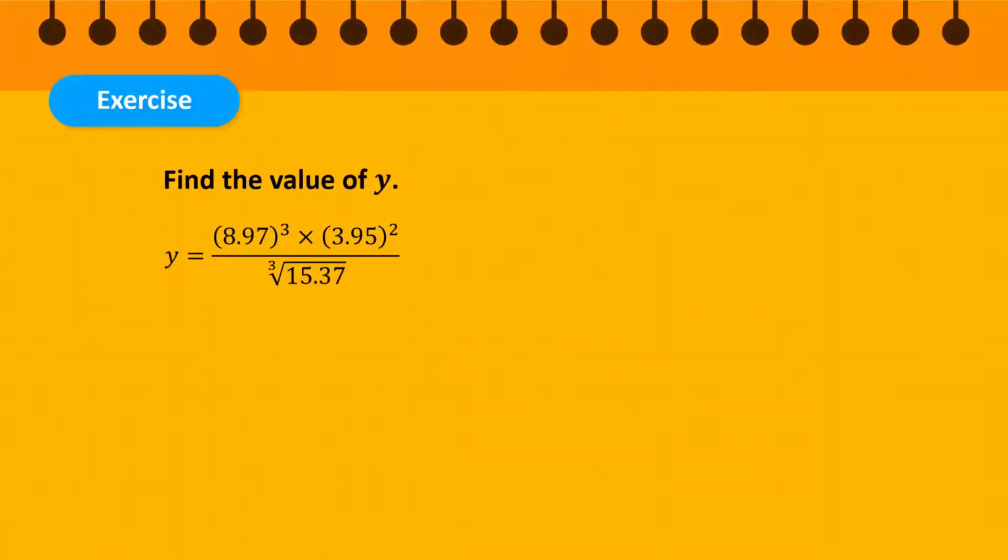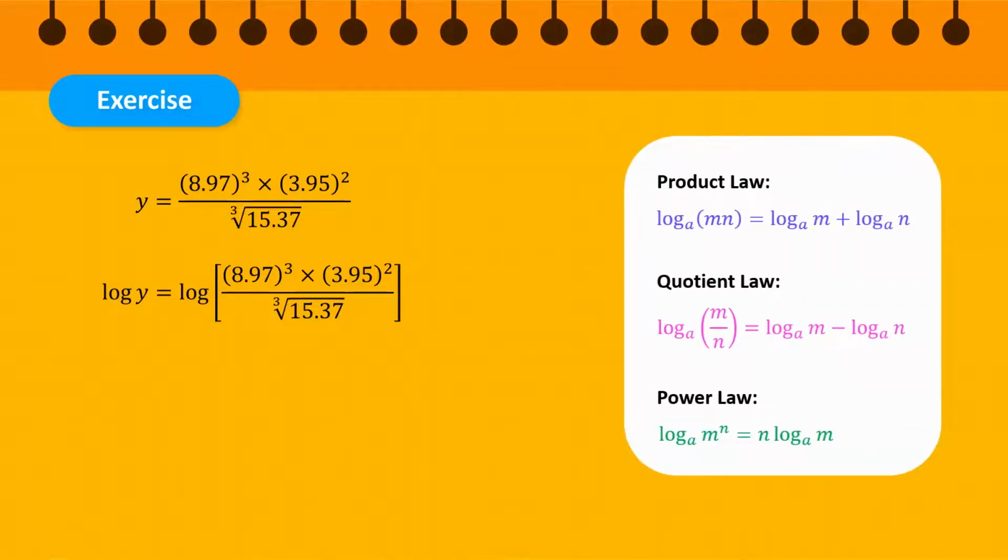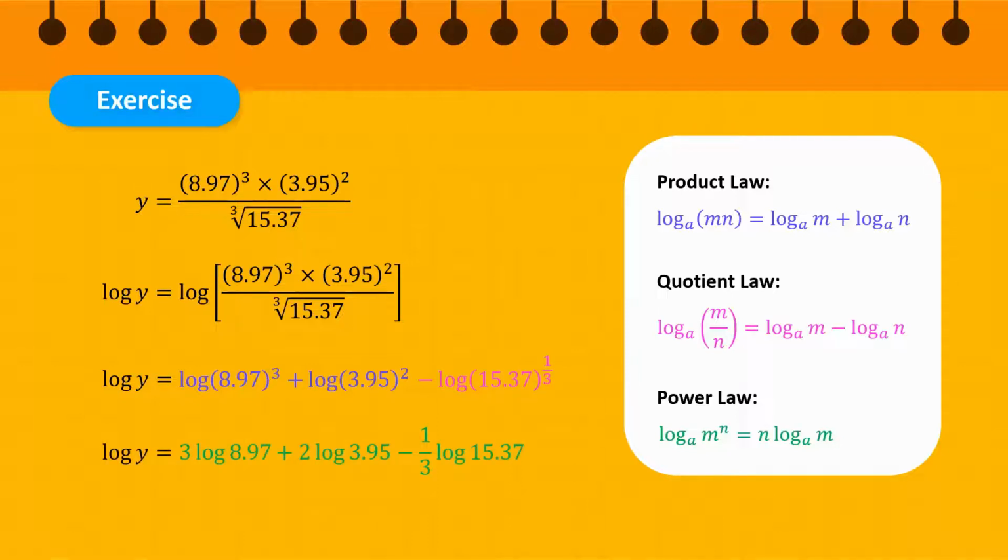For the given equation, find the value of y. First, let's take the log of both sides of the equation. Now use the laws of logarithms to simplify the right-hand side of the equation. By using the product and quotient laws, this simplifies to log of 8.97 cubed plus log of 3.95 squared minus log of 15.37 raised to the power 1 over 3. To further simplify, apply the power law to all these terms. The powers will simply multiply with the logs of the bases.